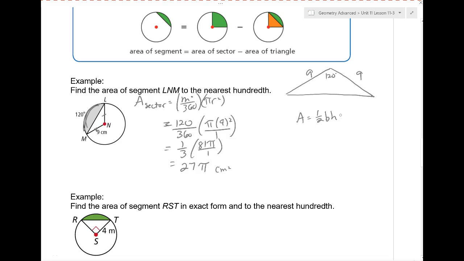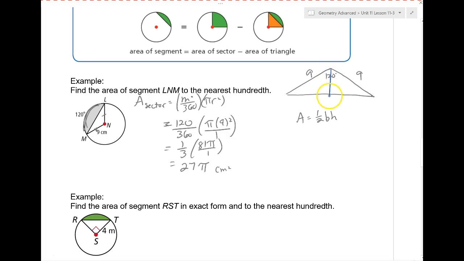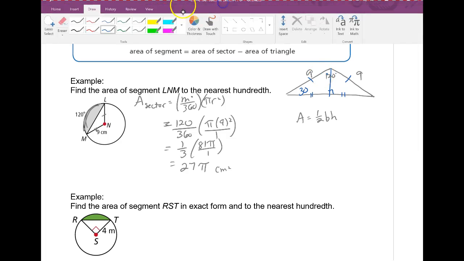But what's missing here? The height and my what? I'm missing my base too. So if that's the case, can't I draw one in? Because I know that's an isosceles triangle. So if I draw in the perpendicular segment from the vertex angle, what does it do to the base? Bisects the base. And what does it do to the vertex angle? Yeah, so this would be a 60. Isn't that just a 30, 60, 90? Correct?